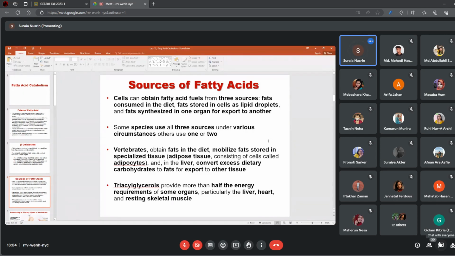Okay, and triacylglycerols actually give us half the energy requirements of some organs, particularly liver, heart, and resting skeletal muscle. Because we have already learned why fatty acids are very important, or why living organisms store fat as the source of energy rather than carbohydrate. So there are some features of the fatty acid, if you remember.